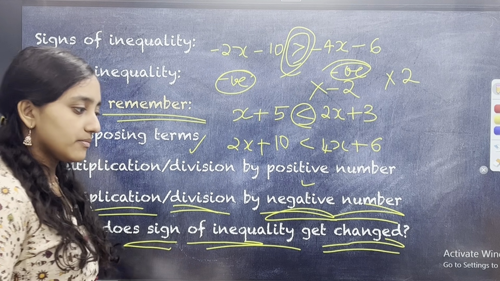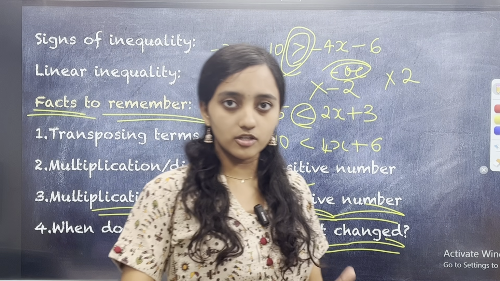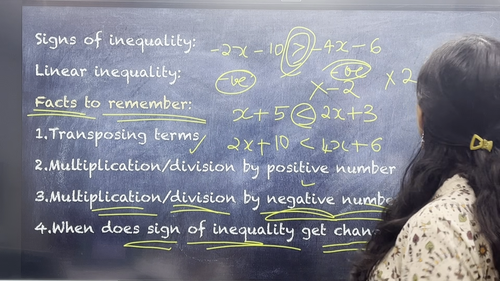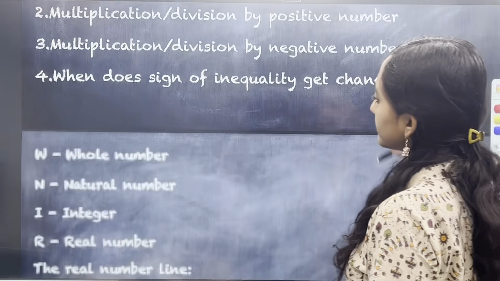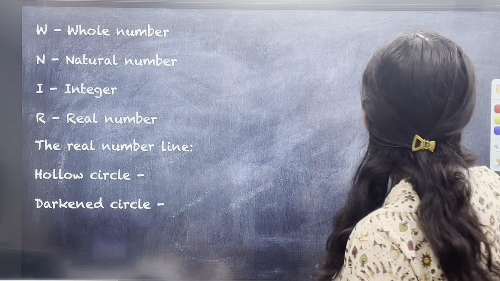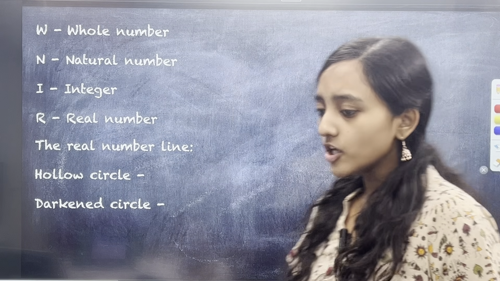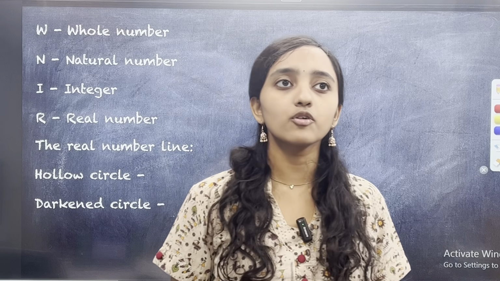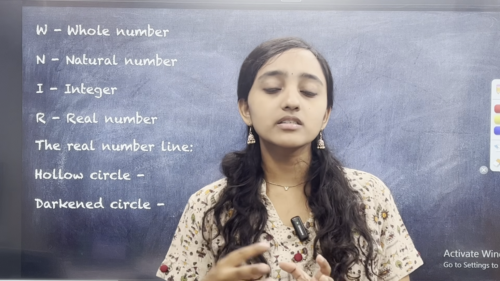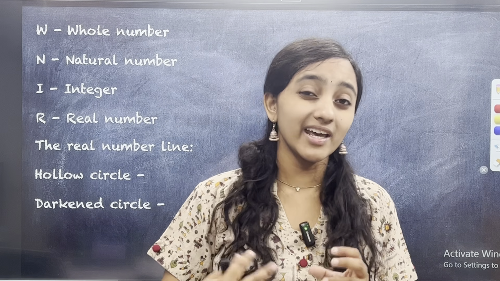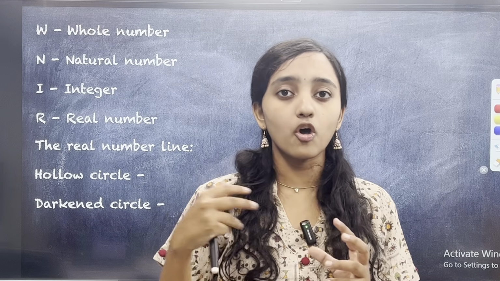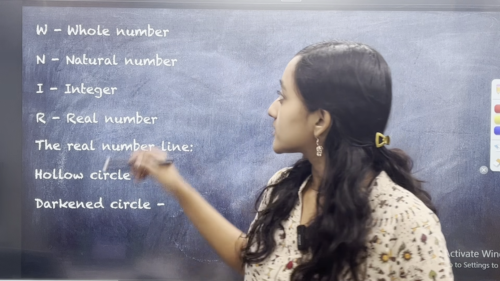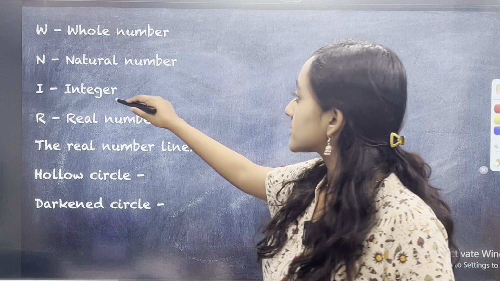Now, you may be finding it very difficult to understand theoretically, so we will try to understand with the help of questions that we will be solving. Okay, before that, these are some things you have to remember. Very often when they are giving you a question on linear inequalities, they will give you x belongs to W, or x belongs to N, x belongs to R. Those are some things they may give you. You have to understand what each of these terms mean.